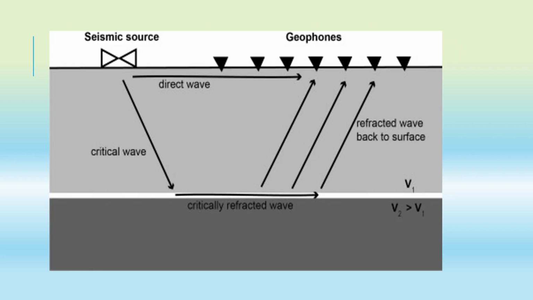This is the pictograph of the seismic method. It has a seismic source, geophones or the receiver, and we send a signal. We send a direct signal or a critical signal, and the critical signal will be refracted, and the refracted wave will go to the surface. It will be received through the geophones.